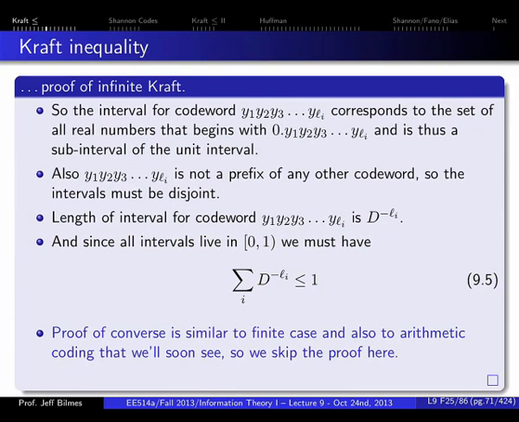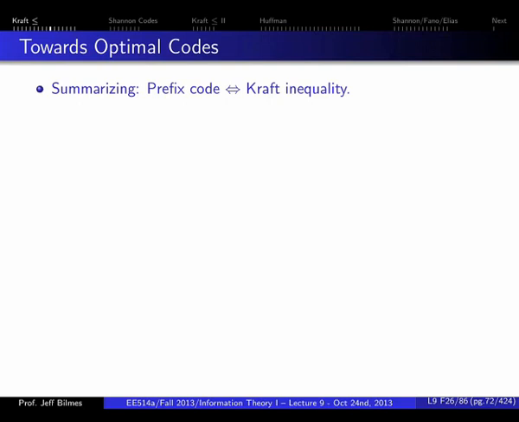Now the proof of the converse of this theorem: if we've got Kraft, we can find the code. It's actually exactly analogous to the finite case. We just keep doing it forever. It basically uses an infinite sum, starting with Kraft. We're never going to run out of code words because we're never eliminating all of it. We sort all the lengths. So prefix codes and the Kraft inequality go hand in hand together.